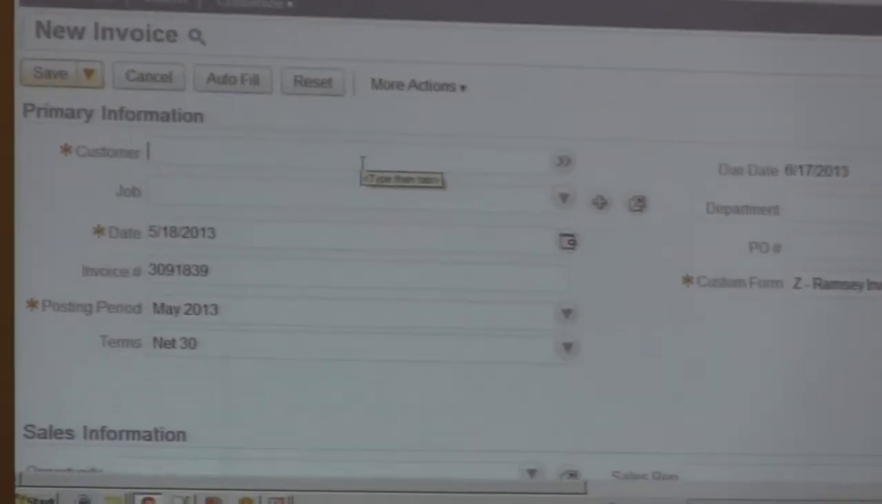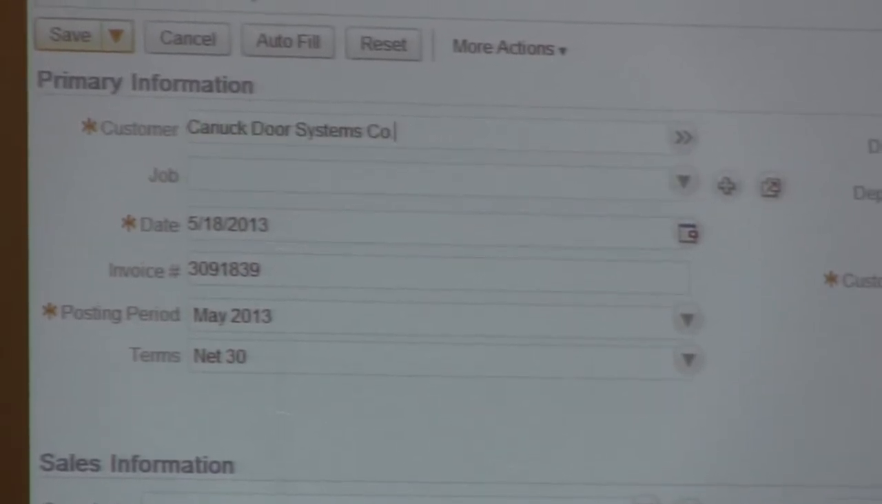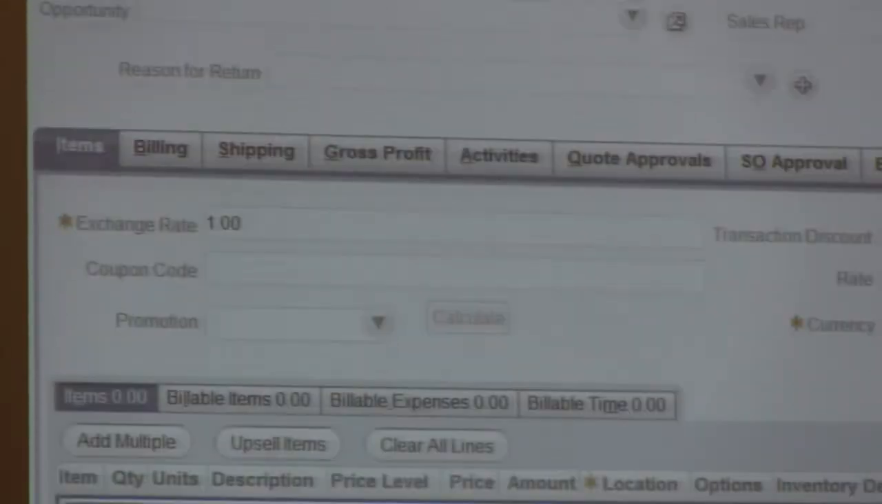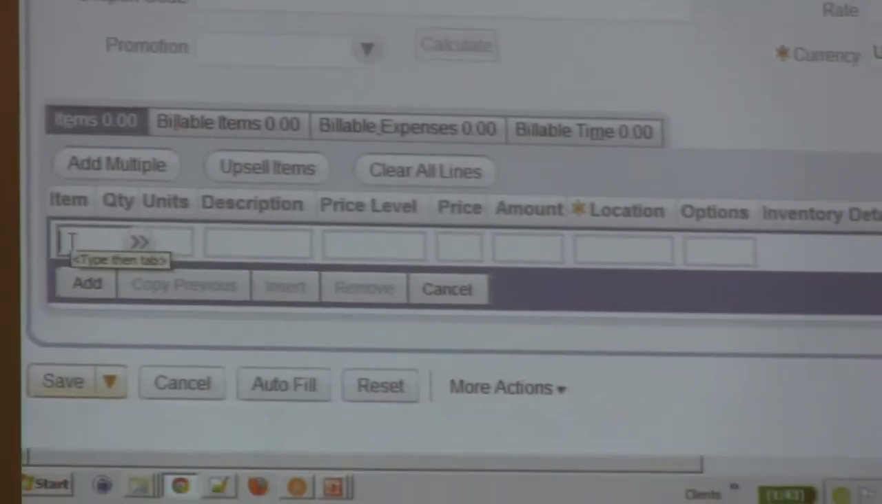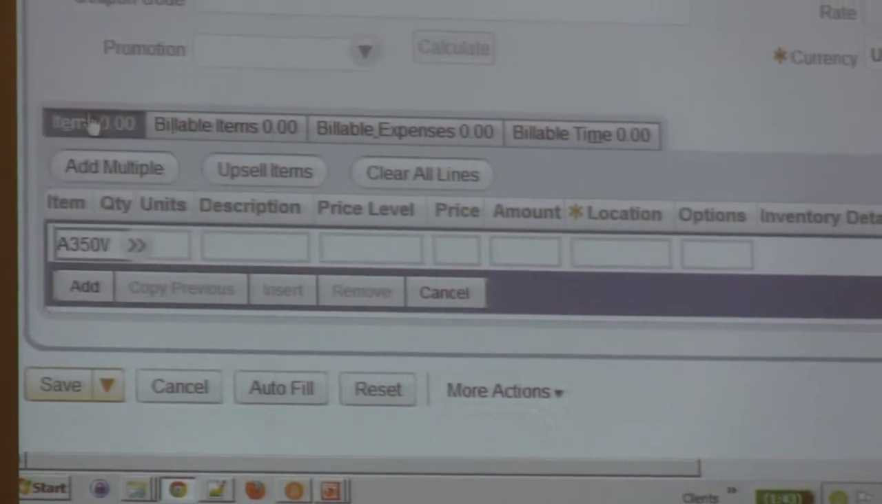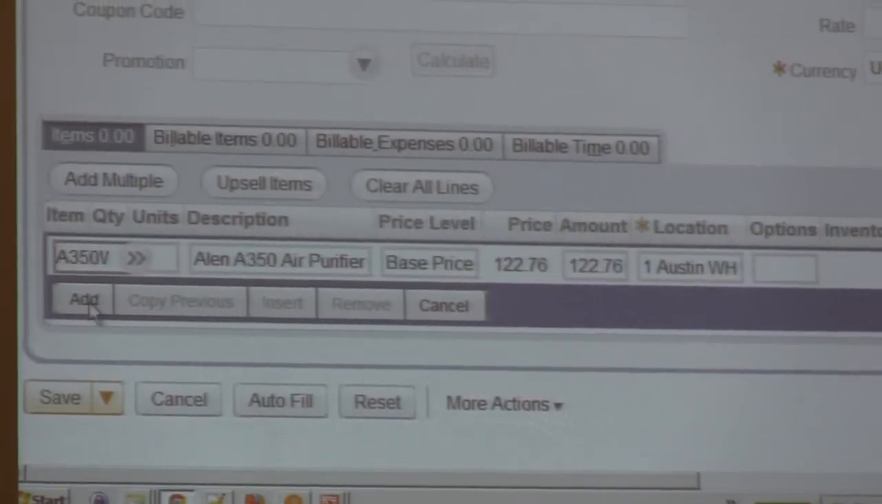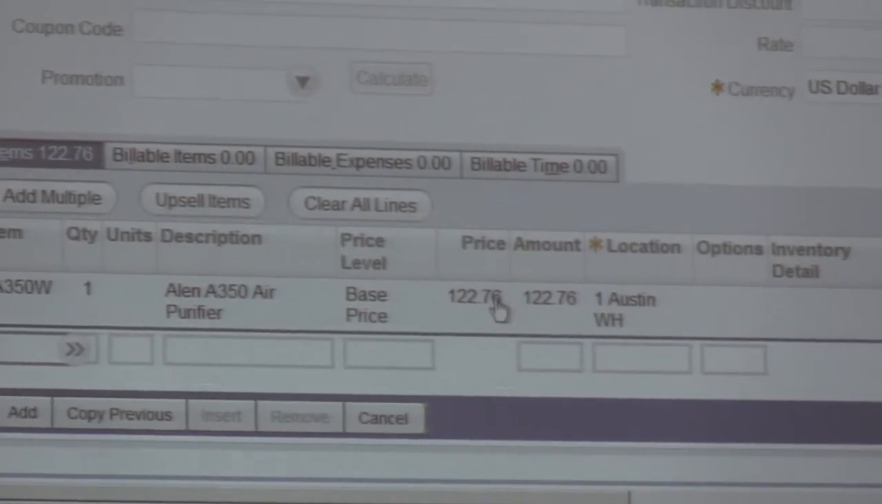I'm going to go ahead and select a customer I've been working with. We want to purchase that same air purifier, which was the A350. Notice here the same price, $122.76, right? Because it's fully integrated.